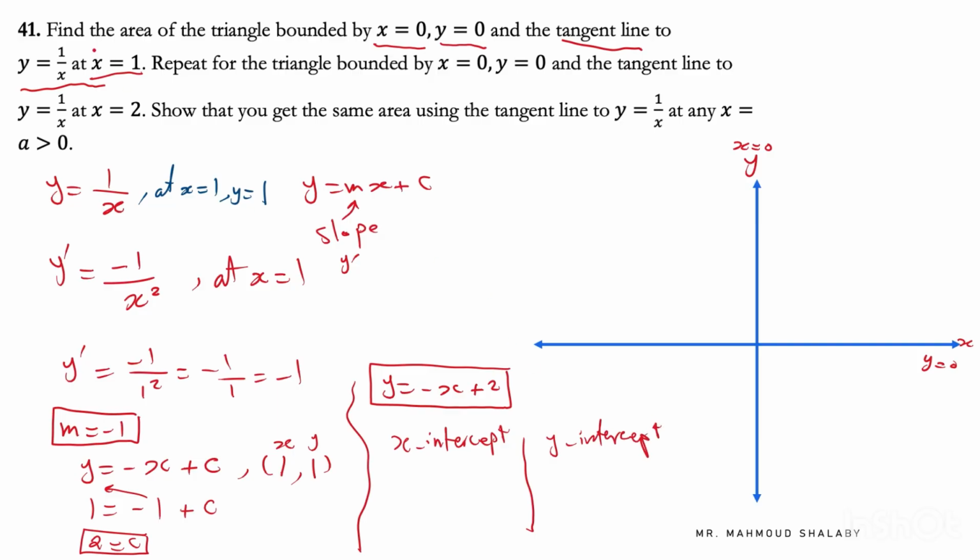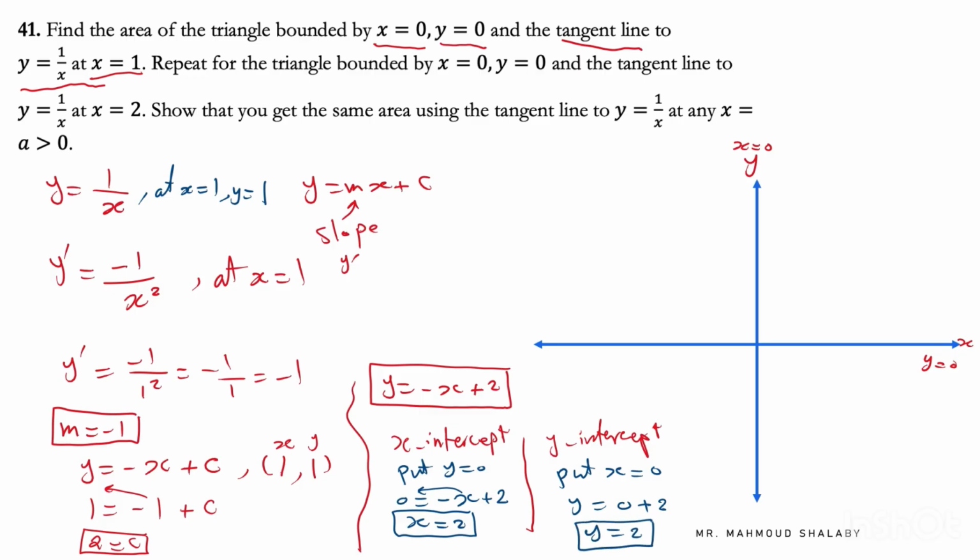Remember, Shabab, to find the x intercept, all I need is to put y equals 0, and to find the y intercept we put x equals 0. Now to find the x intercept, I put y as 0, so 0 equals negative x plus 2. I will move negative x to the other side. This means x equals 2, and now I have the x intercept. On the other hand, I put x equals 0, so y equals 0 plus 2, which means y equals 2 as well.